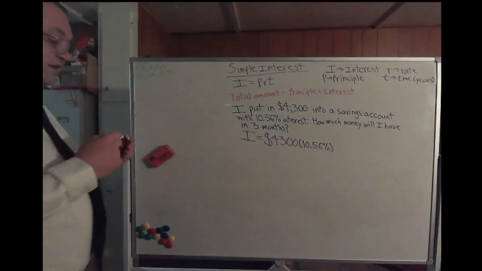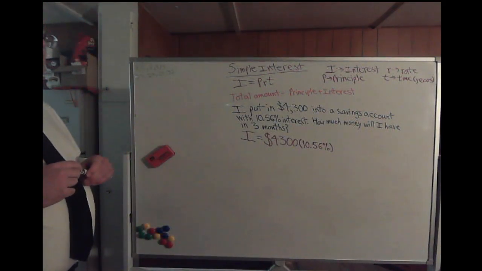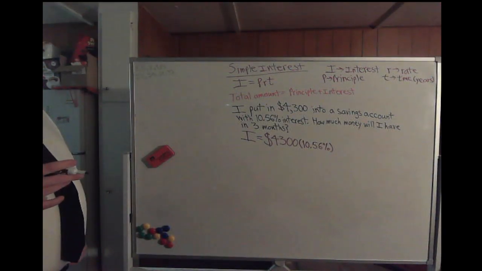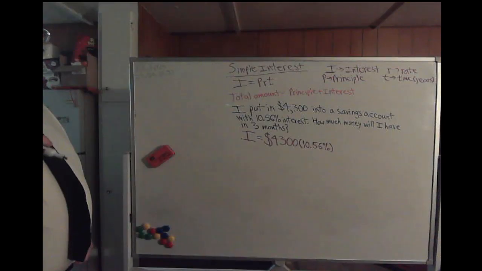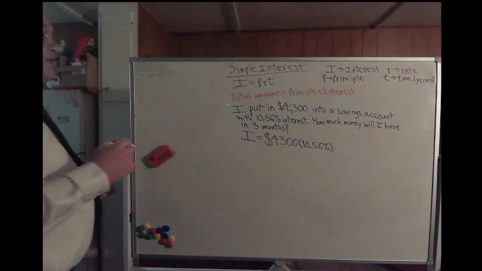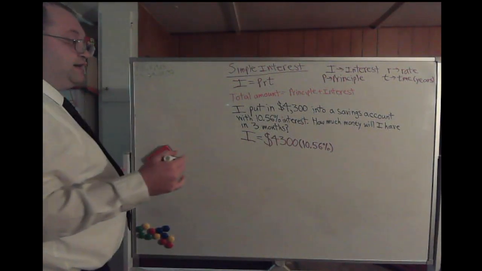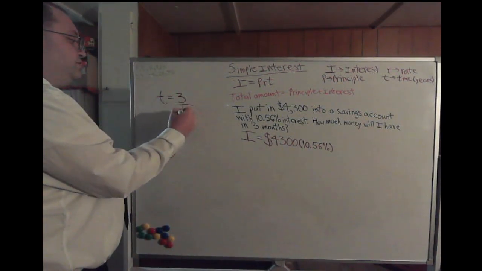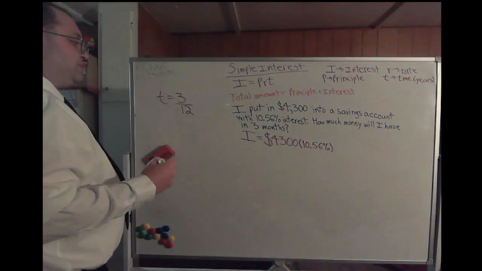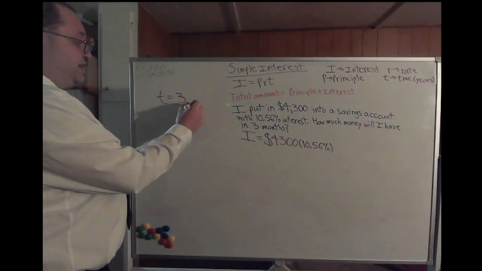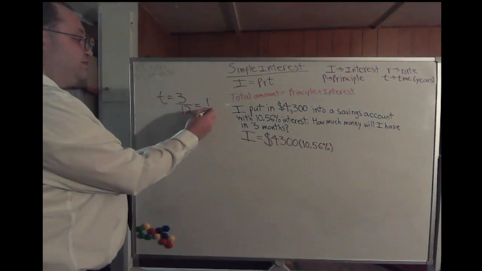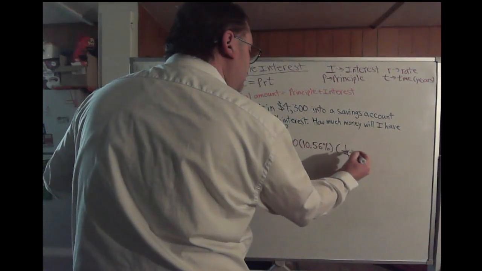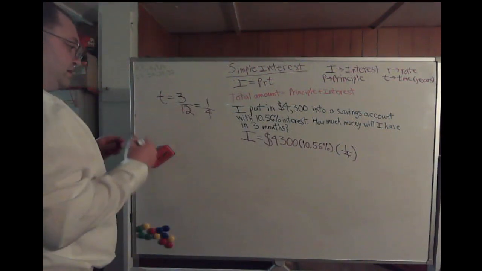Times the time. So we only want 3 months. Well, the T is usually given in years. The T, the time, which 12 months out of 12 months would be 1. We want to know what it is in 3 months. So 3 out of 12 months, your T is going to be equal to 3 out of 12. If you reduce the fraction, it'll give you 1/4. So we've got to figure out what that is times 1/4.